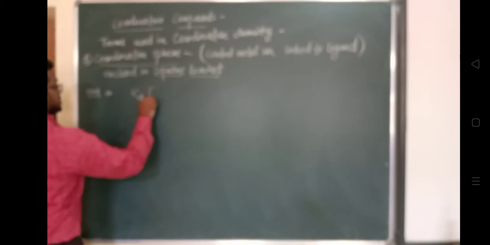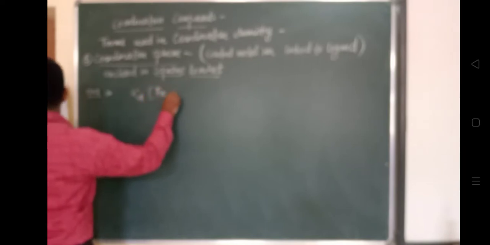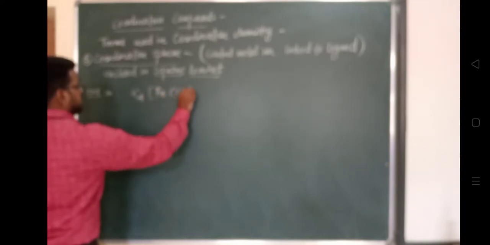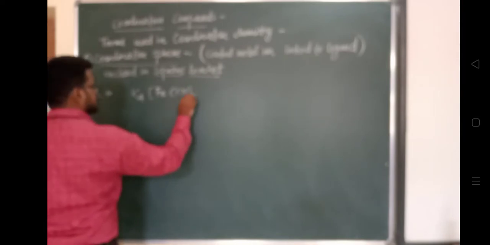Take the example of a coordination compound, K4[Fe(CN)6]. I think we haven't taken this example before; this is the first time. Now look at this example. What do you observe in the square bracket? Fe and CN six times.